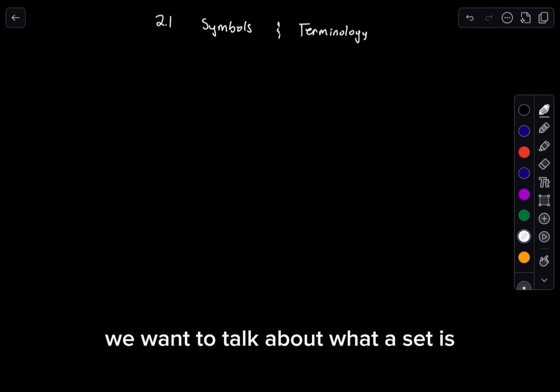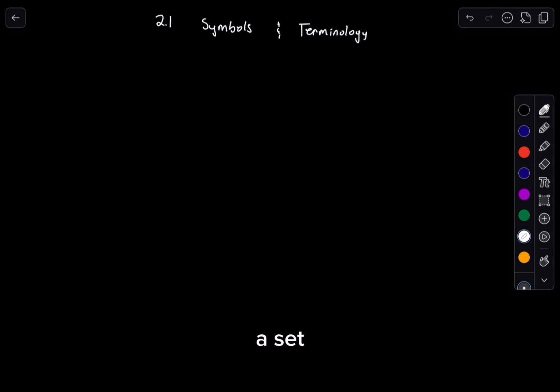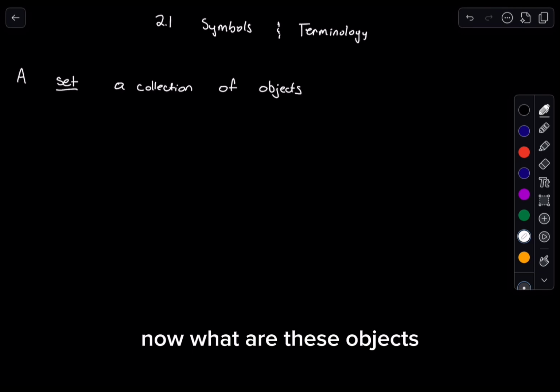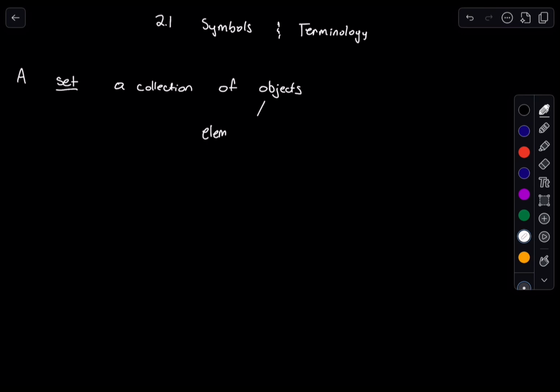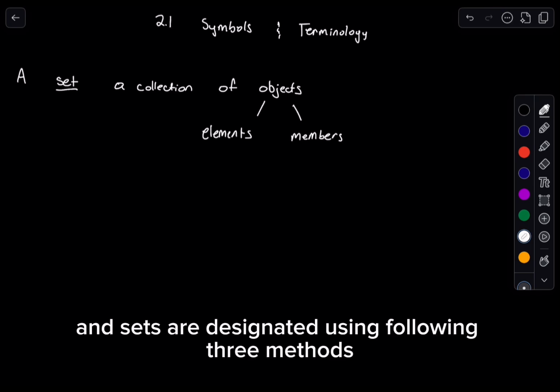We want to talk about what a set is. A set is simply a collection of objects. Now, what are these objects? These objects can be called both elements or members. And sets are designated using the following three methods.